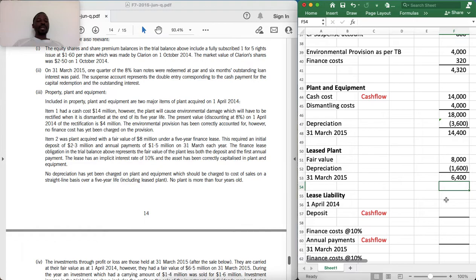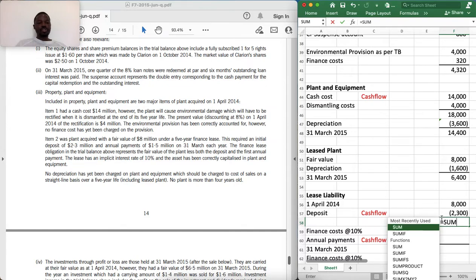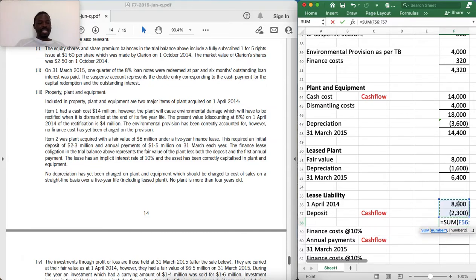Now we need to deal with the finance lease obligation. The present value we are told is 8,000. The deposit, which is a cash flow, 2,300. This deposit was made at the beginning of the year, so the deposit reduced the capital amount, as 8,000 is the capital amount. There was no interest at this present moment, so the whole deposit reduced the capital amount to be 5,700. Then now we need to add interest of 10%.